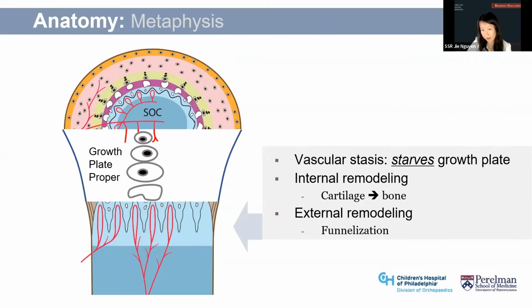In the metaphysis, you have vascular stasis. You have these end loops that prevent any blood or any nutrition from migrating into the growth plate. So it wants to starve the growth plate so the cells will undergo apoptosis. The metaphysis also undergoes internal remodeling, meaning that those dead chondrocytes are removed so that bone can be deposited. And then also you have this funneling. It's done by external remodeling.